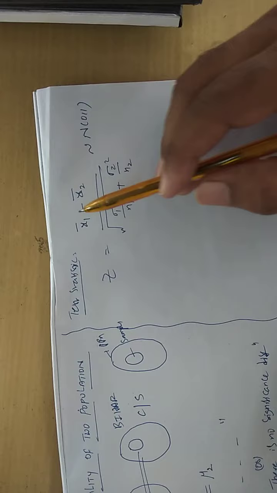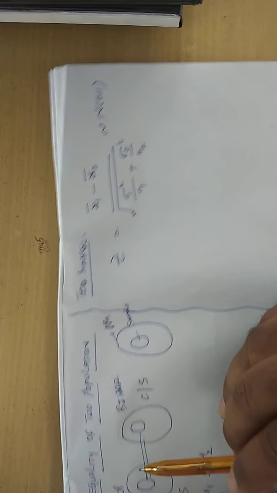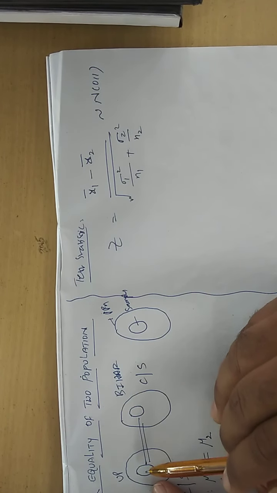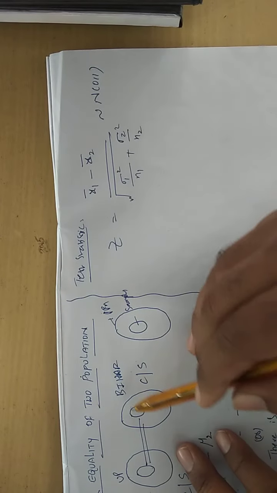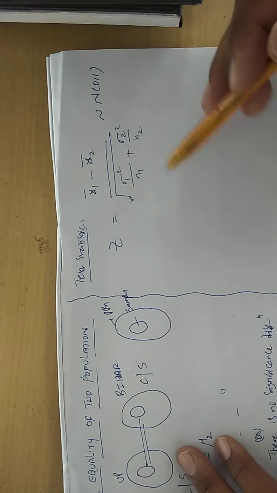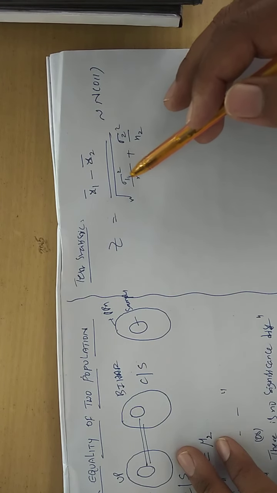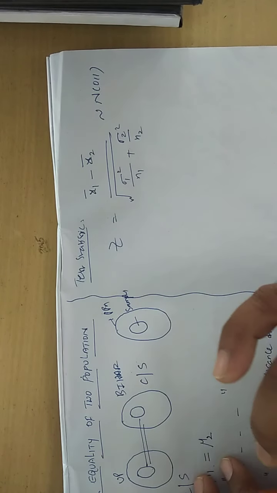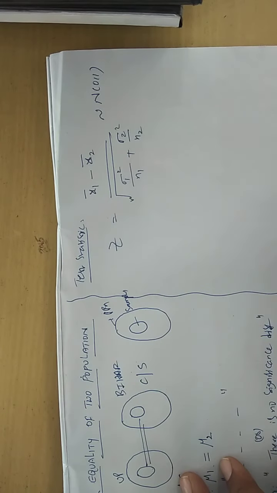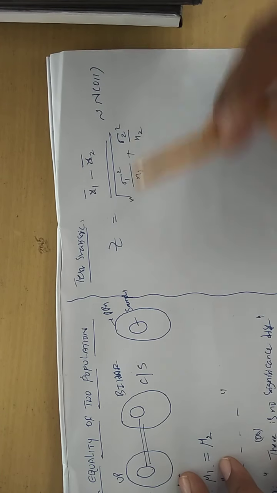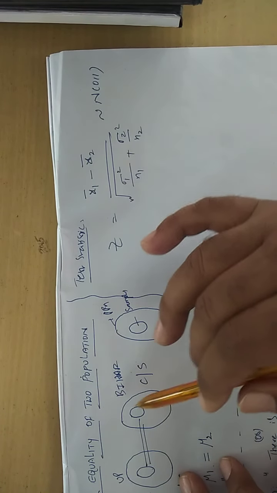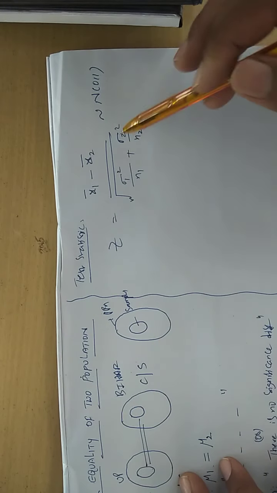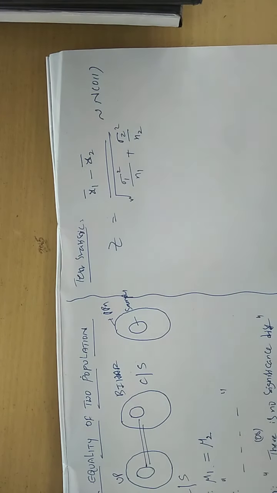What is x1 bar? The first sample mean. What is x2 bar? The second sample mean. What is sigma 1? The first population standard deviation. Sigma 1 square is variance. What is sigma 2? The second population standard deviation. Its square becomes variance. So notations are very, very important.